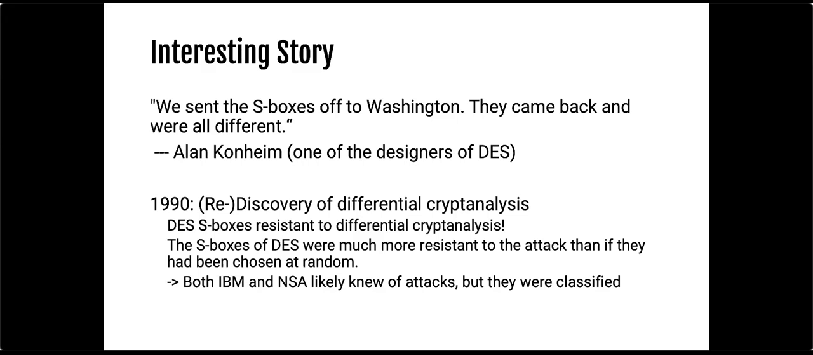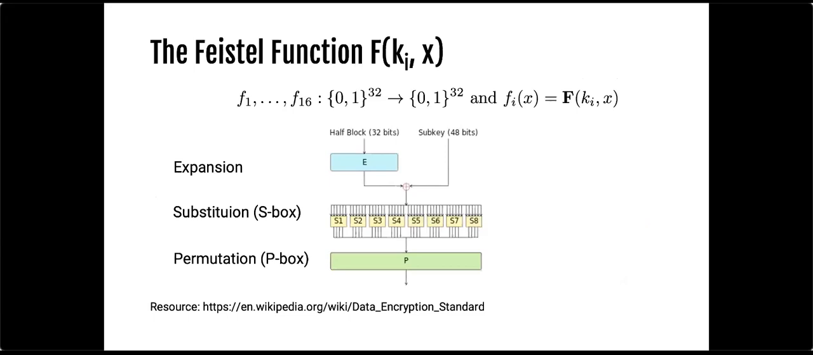And it turns out, which is fortunate, or maybe it's not really just luck, that the S-boxes of DES were much more resistant to the attack than other kinds of S-boxes, if chosen randomly. So it seems that the S-boxes, when they came back to the designers, had been crafted well enough to be resistant to differential cryptanalysis, which was discovered in the future. If you look at the timeline, let me just go back very quickly.